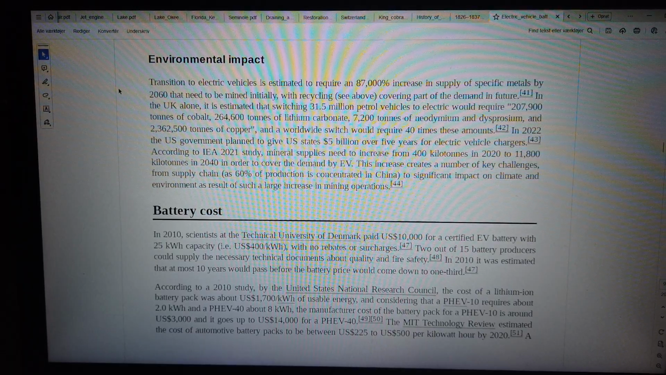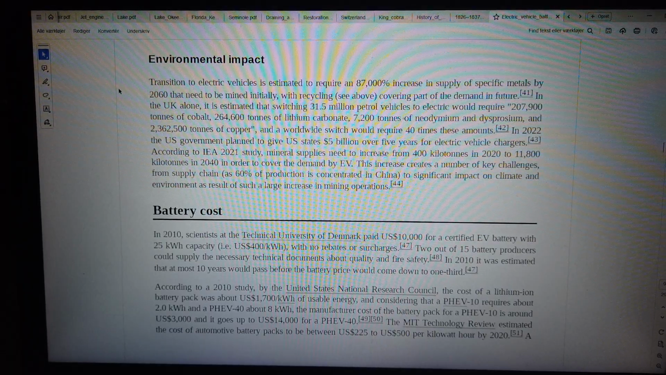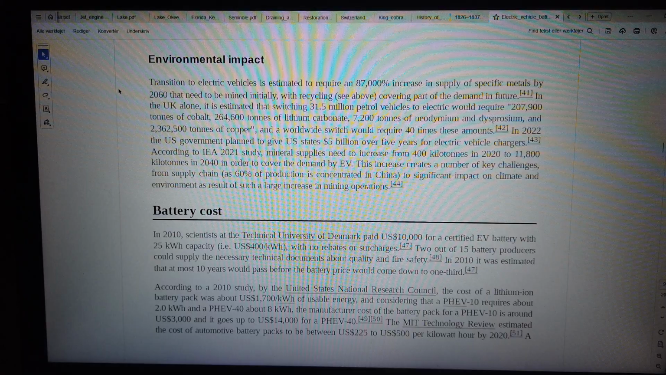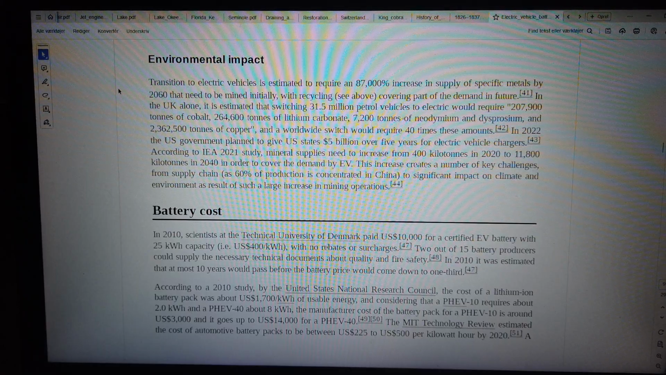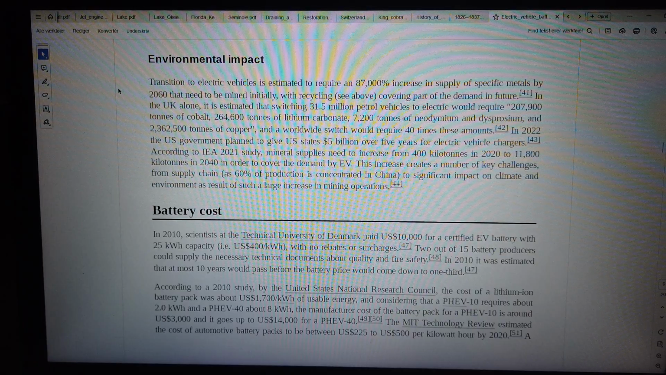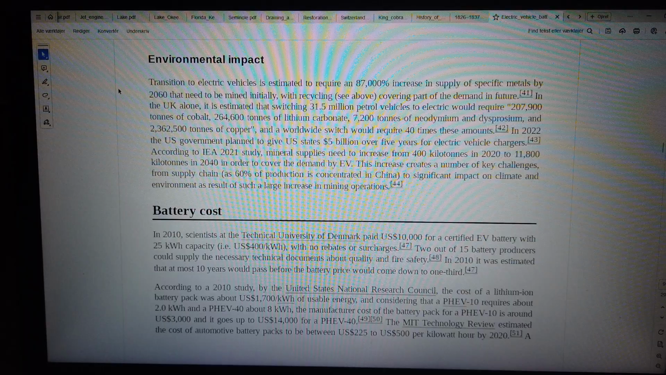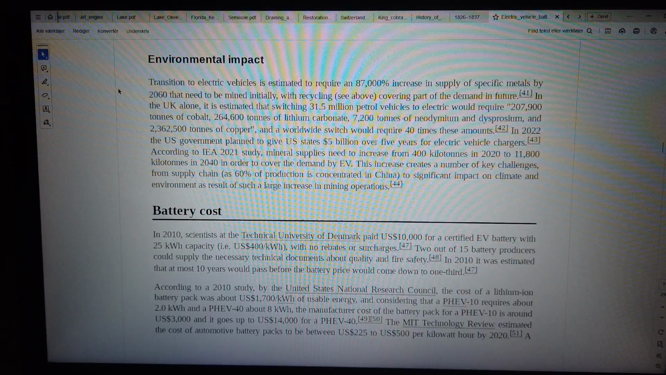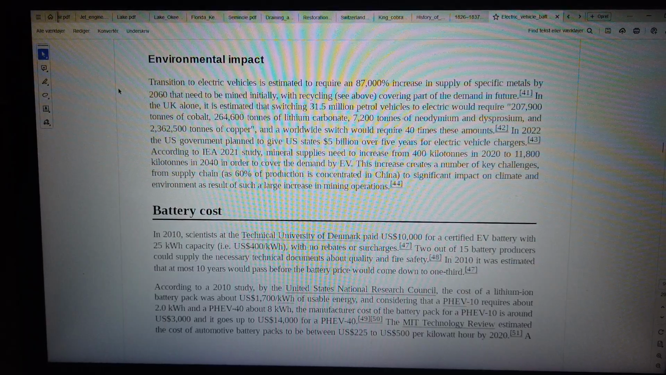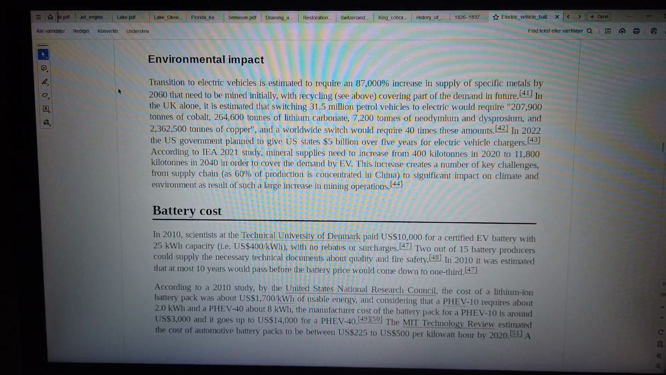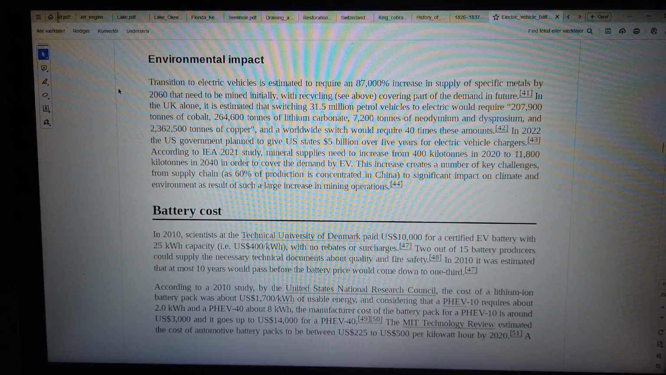$400/kWh, with no rebates or surcharges. 47. 2 out of 15 battery producers could supply the necessary technical documents about quality and fire safety. 48. In 2010 it was estimated that at most 10 years would pass before the battery price would come down to 1/3.